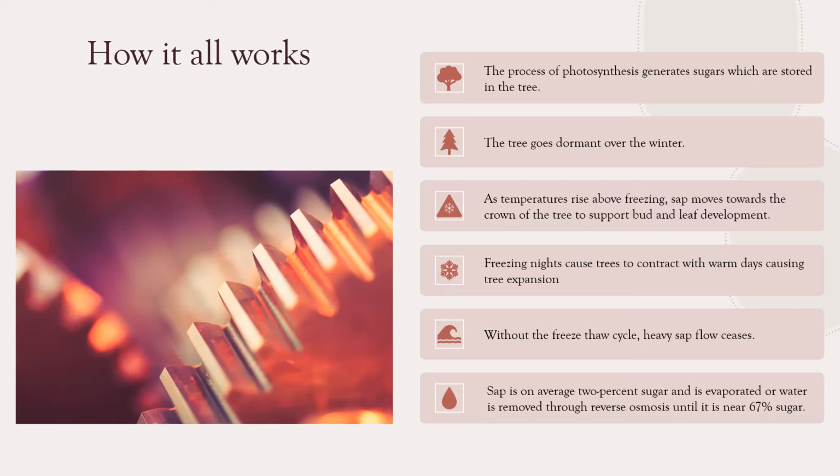Then there at the bottom, it says when the sap comes out, on average, it's 2% sugar, and we've got to take the sap at 2% all the way with a boiling process to 67% sugar to make your maple syrup.